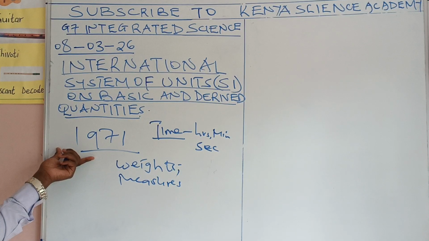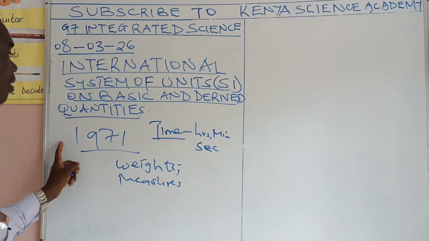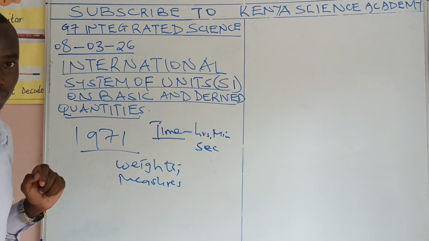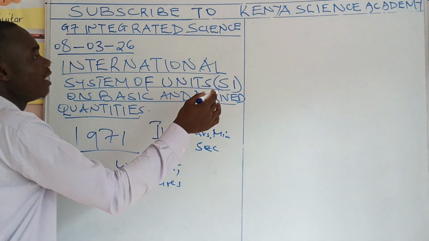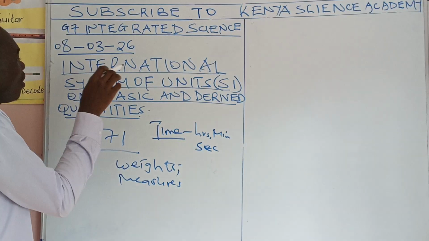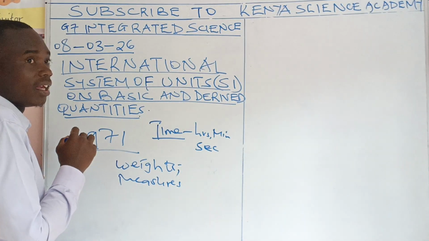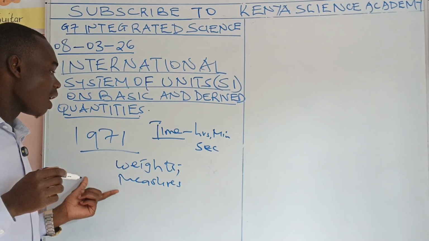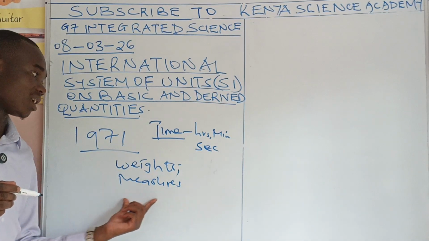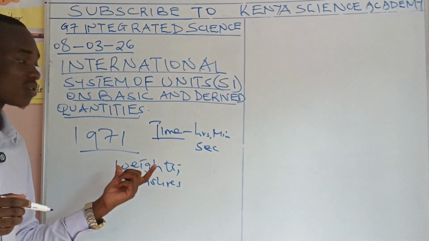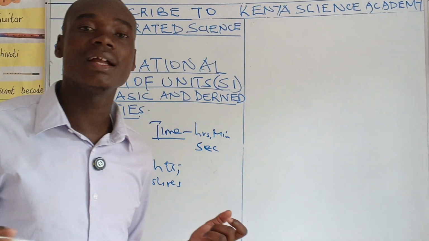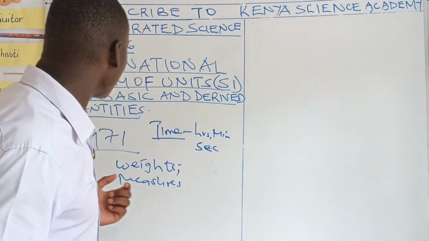Remember, they had the first, the second, the third, the fourth. Now, in the fourth they came up with certain things called SI units. In short, SI units. So, International System of Units, abbreviated as SI, is about the weights and the measures of certain products, of certain items, or certain things that we encounter in our daily lives.